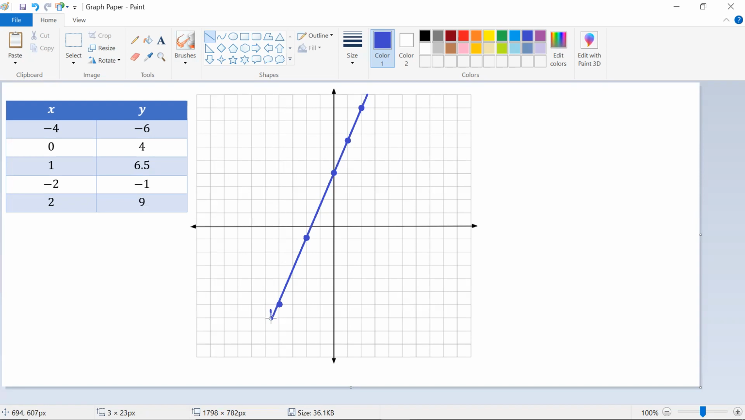And then again, I like to draw arrows at both the top and bottom, at both the left and right, to indicate that this line goes on forever in both directions. So this pattern goes on forever in both directions. And that's the graph of the line that the equation represents.